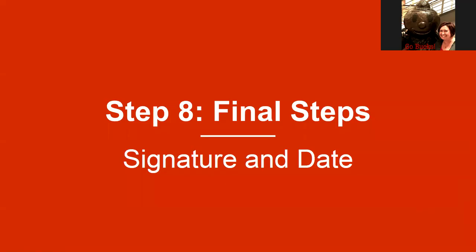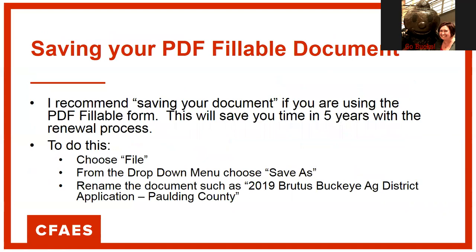So the final step is your signature and date. I recommend, if you're using that PDF fillable document, saving your document. Then in the 5 years, you could just pull that back up, make the changes, or maybe it's simply already there, reprint it, and sign and date it. To do that, you'll click on the top left-hand corner of that PDF fillable document under File, and then it will drop down a menu. You'll click on Save As and rename your document. Something like the 2019 Brutus Buckeye Ag District application in Paulding County, or whatever county you're in.